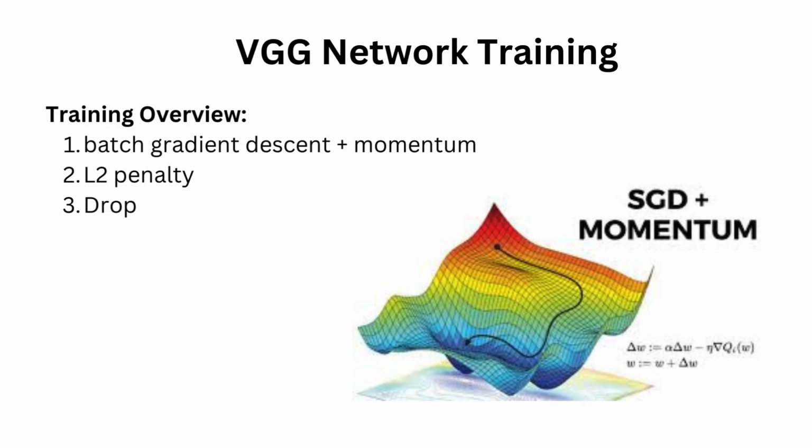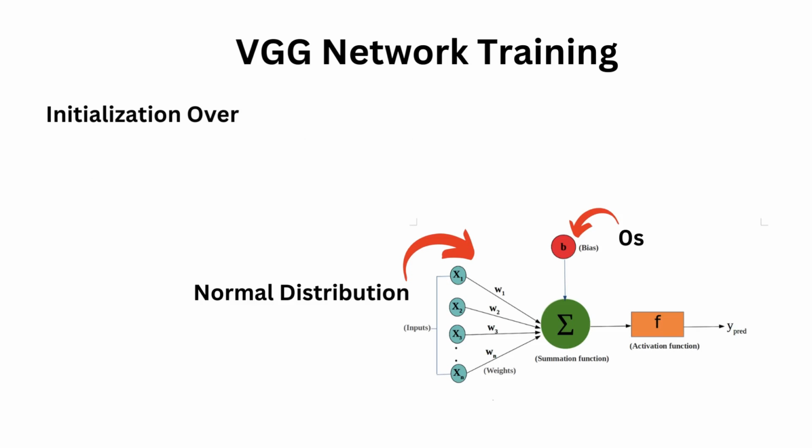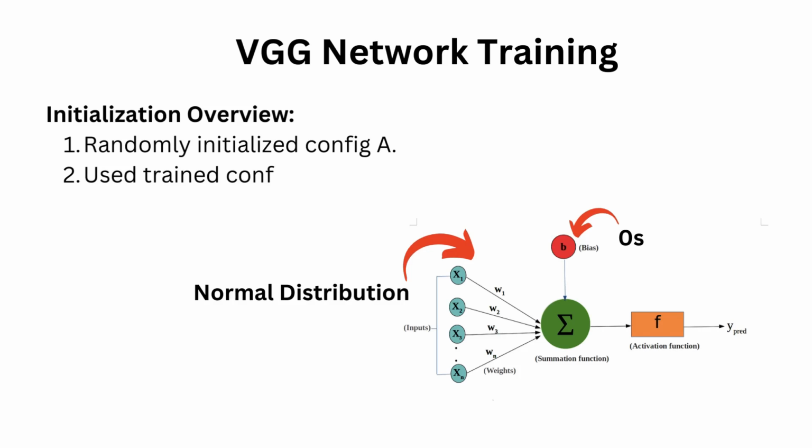The training procedure used on all configurations was stochastic gradient descent with momentum and an L2 penalty, so ridge. Finally, dropout was used on the fully connected layers at the end with a probability of 50%. For the initialization of the network, two options were adopted. The first one is that configuration A was randomly initialized with a normal distribution for the weights and with zeros for the bias term. That configuration A network was then used as a base for fine-tuning the other versions of VGG. So all the other versions were fine-tuned from A with more layers.